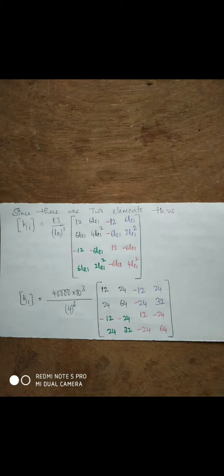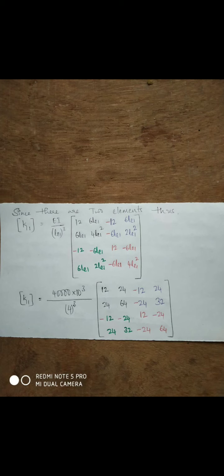In this sheet, we have written the individual element stiffness matrix corresponding to element E1 consisting of nodes 1 and 2. As per the formula sheet, we have an expression for element stiffness matrix for element 1, that is small letter k1 is equal to EI by LE1 cube into 12, 4LE1 square, 6LE1, 6LE1.